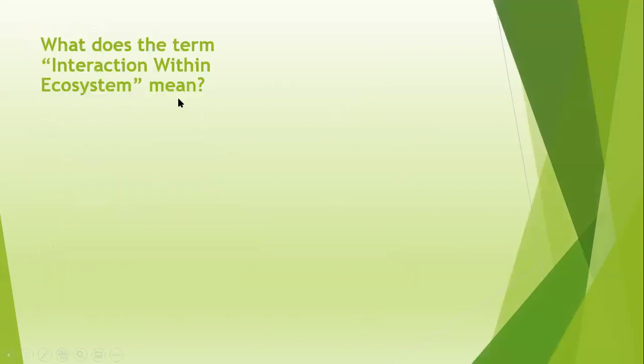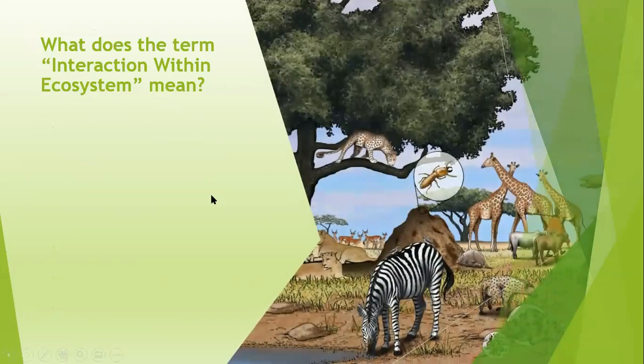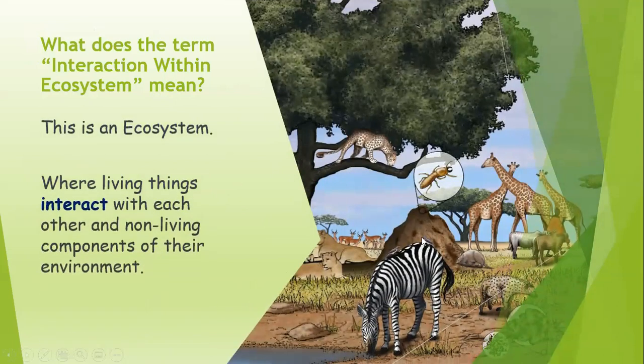Now, what does this term mean? Interaction within ecosystem. What does this term actually mean? This is an example of an ecosystem, right? Here living things are interacting with each other. Interaction means involvement or some sort of exchange of energy or food or anything. This is interaction. Living things are interacting with each other, and sometimes they are interacting with the non-living components of their environment also.